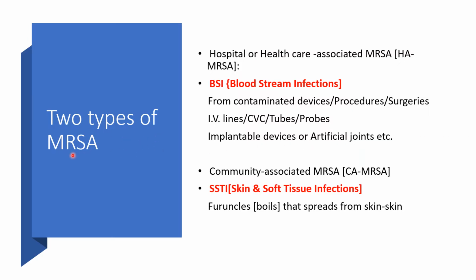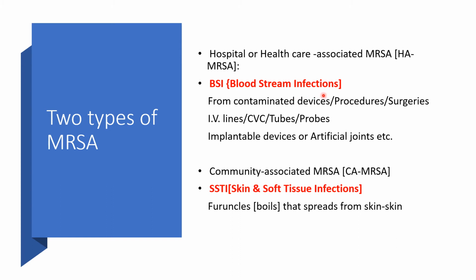There are two types of MRSA. It's either hospital or healthcare associated MRSA. In that case, it's tagged as bloodstream infections, but I'm not going to say that we just take it like that. No. It could be community associated and still be a bloodstream infection. Now, it could be hospital associated and still be a skin and soft tissue infection. So it could be either way. But majorly, the hospital associated MRSA will be bloodstream infection.